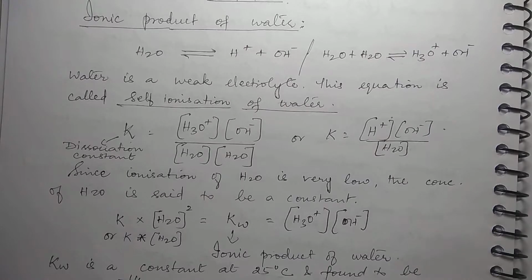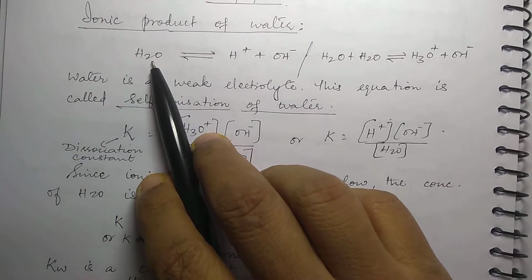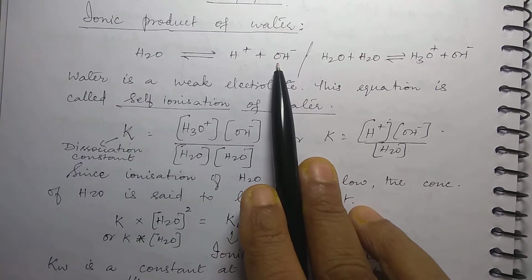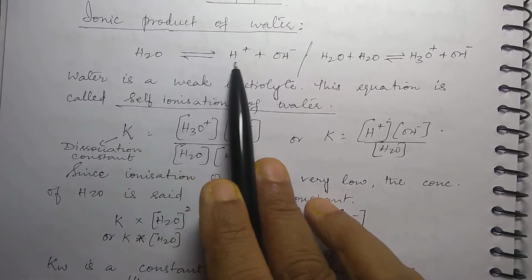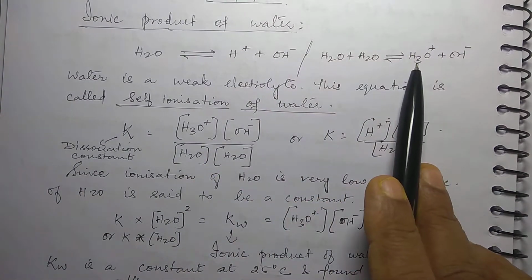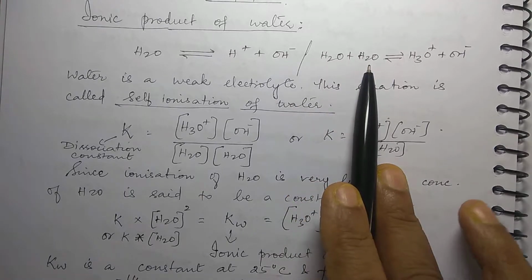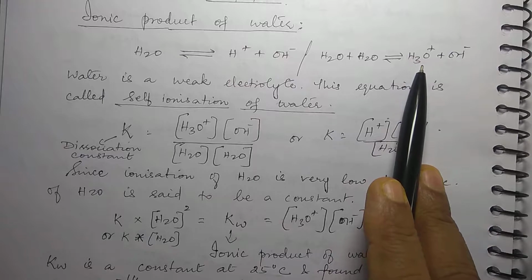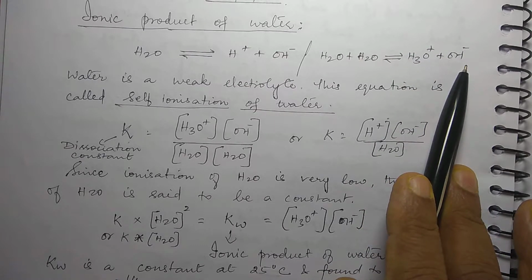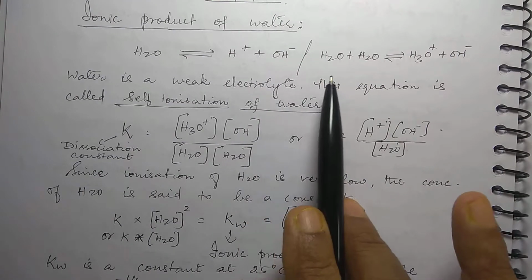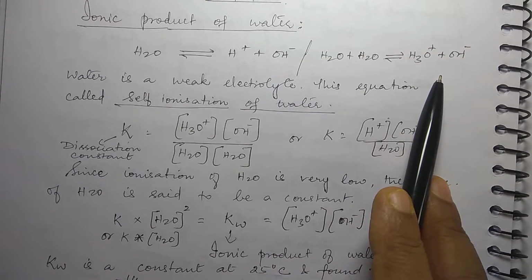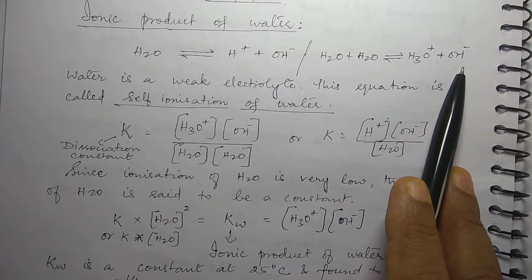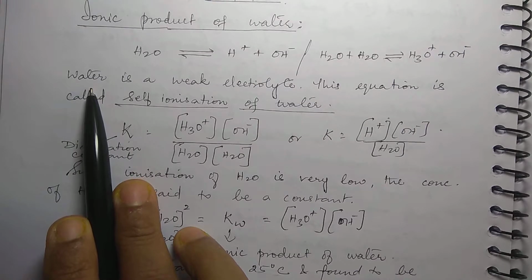Now, if you show the ionization of water, H2O is ionizing to give you H plus and OH minus. Or if you don't want to show it as H plus, actually it is existing as H3O plus. So you can show the reaction like this: H2O plus H2O, two molecules of water, will give you one H3O plus and one OH minus. So it's basically one and the same, but it's more reasonable or preferable to write it this way.